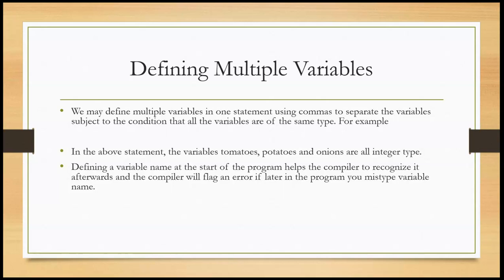We may define multiple variables in one statement using commas to separate the variables, subject to the condition that all the variables are of the same type. For example, we may write int tomatoes, comma, potatoes, comma, onions followed by semicolon. Now in this statement, the variables tomatoes, potatoes, and onions are of the type integer.